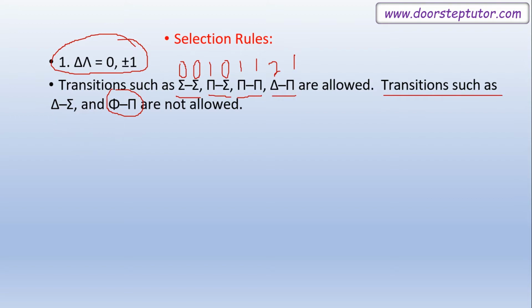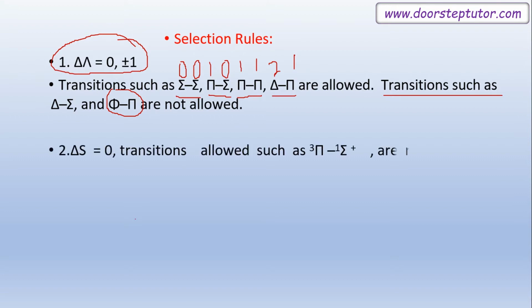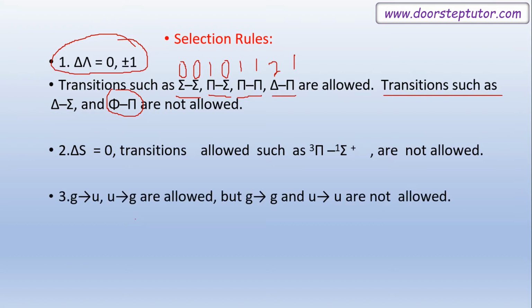Right? So next, the next point: delta S value should be 0. These transitions are allowed transitions. For example, here you can see delta S value will be 0, allowed transition, okay, or not. Here you can see such a transition. For example, here 3 means the spin multiplicity value is 3. So in this case, the S value will be 1.